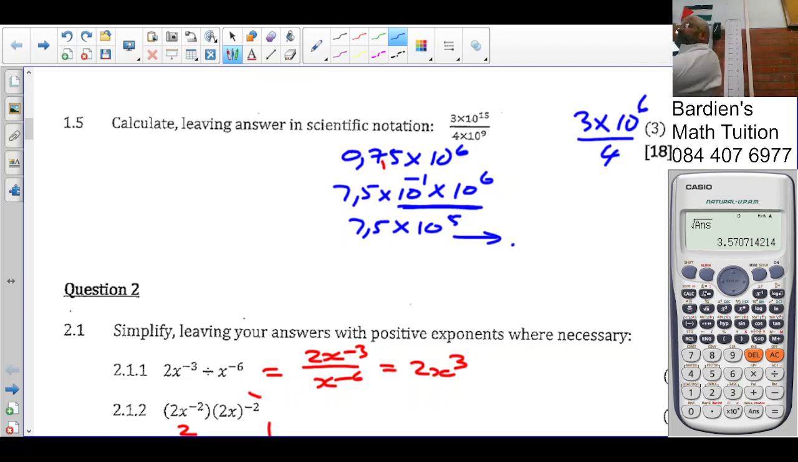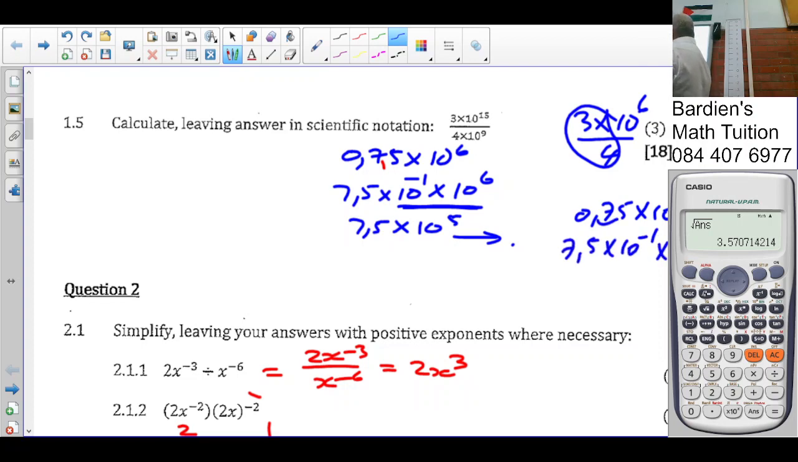But scientific notation must be a decimal, you're not going to have a fraction like this for scientific notation. So 3 over 4 is 0.75. You understand? But now you must take it 1 over. So it's 10 to the minus 1 times 10 to the 6. So it's going to be 7.5 times 10 to the 5.